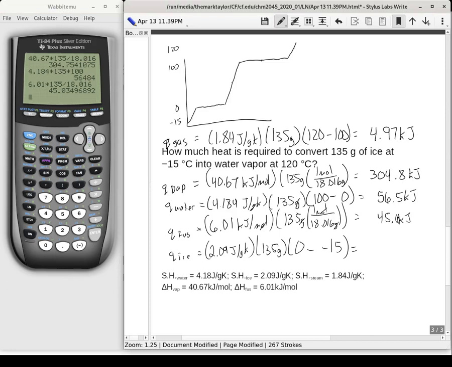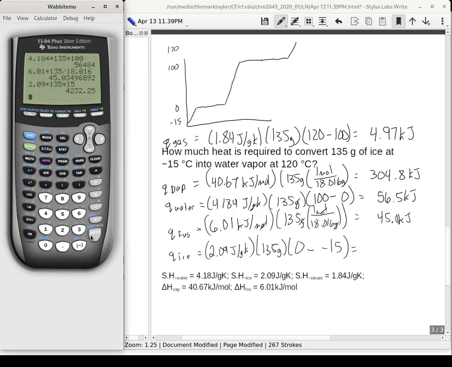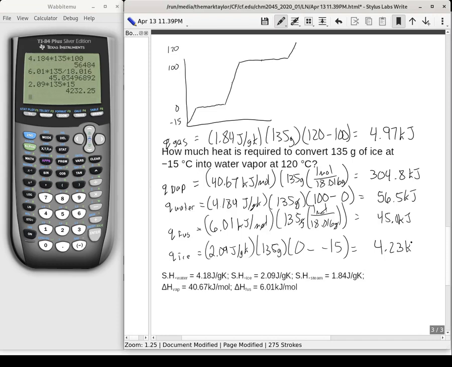45.0. And the last one, to get ice from -15 up to the freezing point of ice, 2.09 times 135 times 15. That's 4.2 kilojoules. All right. Looking at the size, the vaporization is the most energy. To warm ice from 0 to water at 0 took 45 kilojoules, but that was slightly less than getting the water all the way up from 0 to 100.